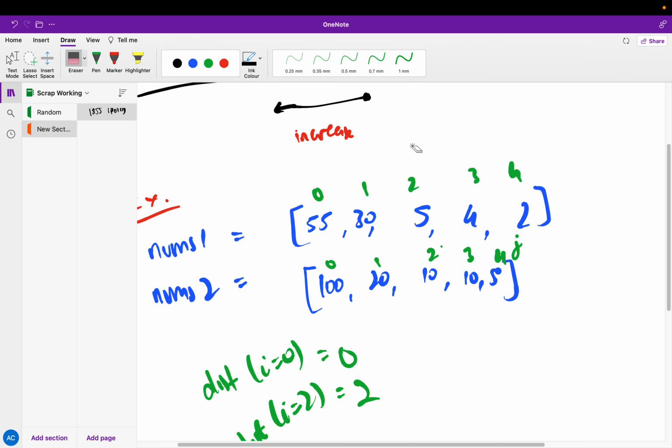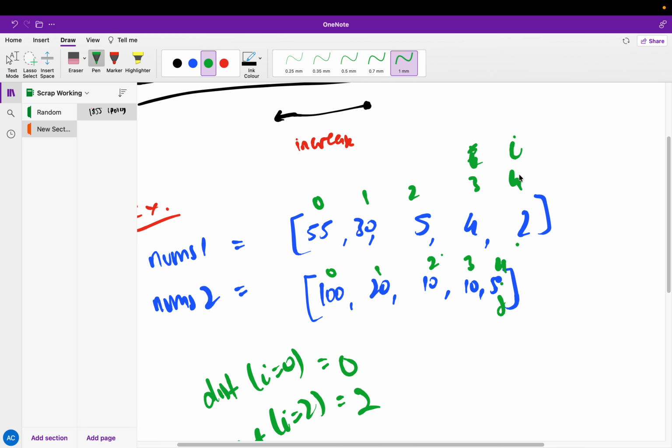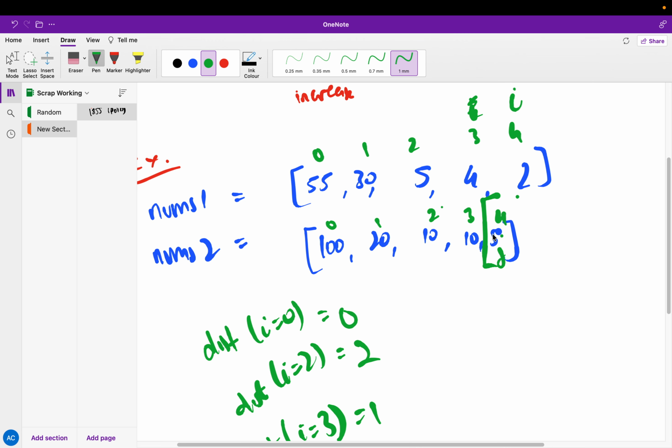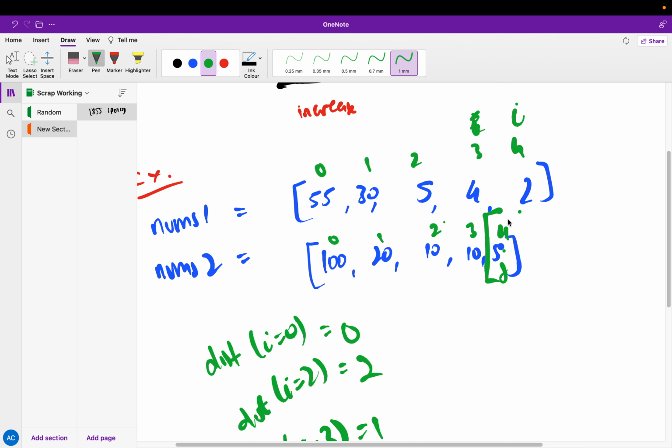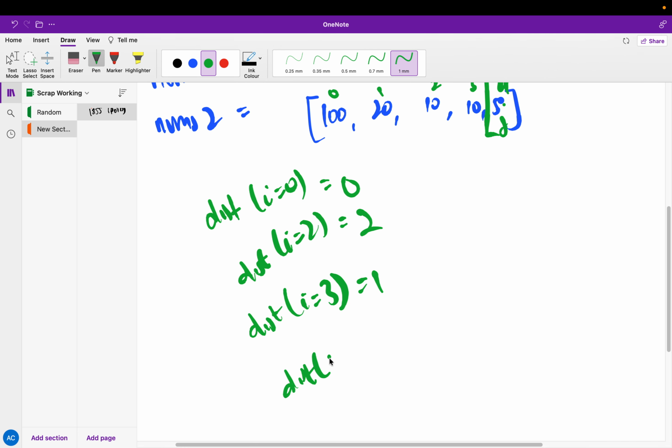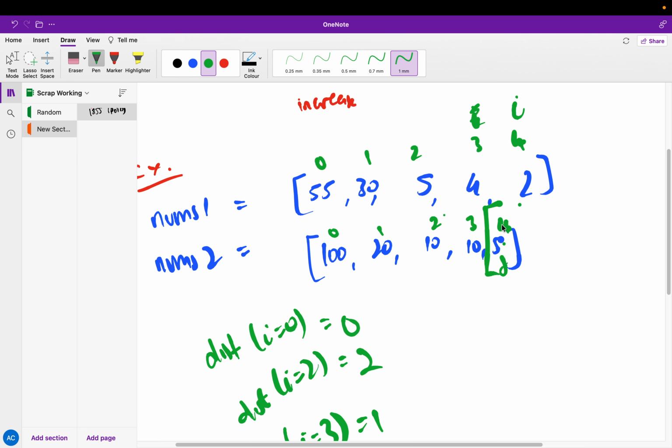Cool. If i is at 3, then j can be either 3 or 4. It would be 4 because we want to pick the rightmost number that is big enough, and 5 is bigger than 4. So then the distance of that is 1. And finally, if i is at index 4, then j can only be 4, so the distance of i equaling 4 is 0 because 4 minus 4 gives you 0.